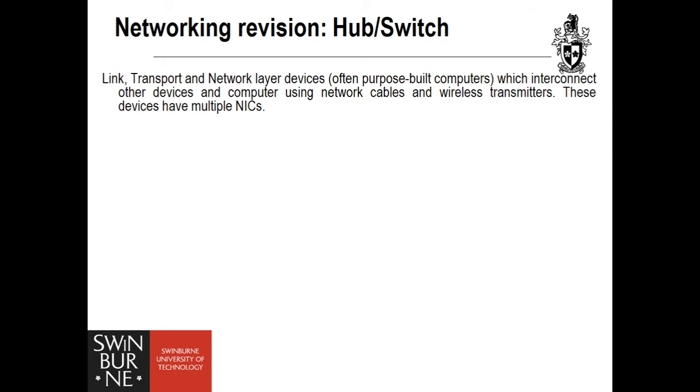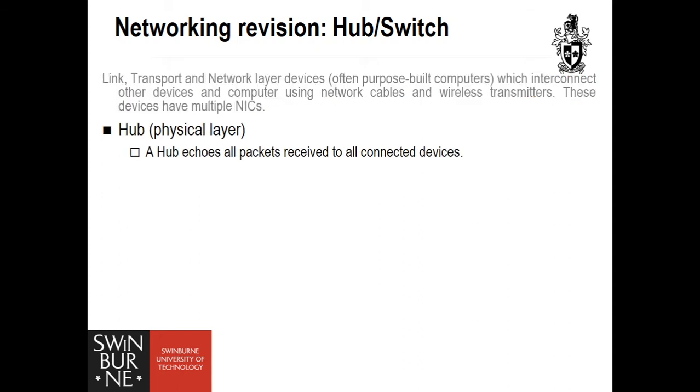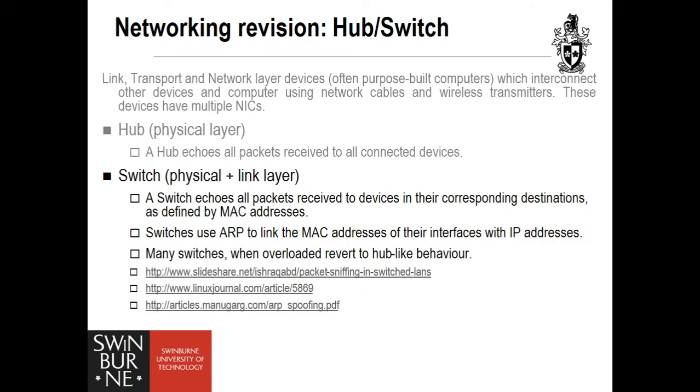Hubs and switches. They are link, transport, and network layer devices which interconnect other devices and computers using network cables and wireless transmitters. These devices have multiple NICs. A hub sends all packets received to all connected devices. A switch sends packets received to the device at the corresponding destination as defined by the MAC address. Switches use ARP to link the MAC address of their interface with IP addresses. Many switches, when overloaded, revert to hub-like behavior. So this is an example of the switch.